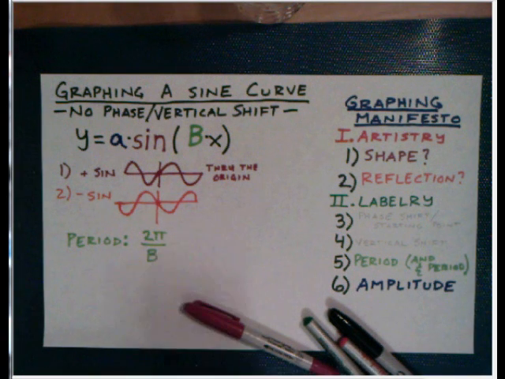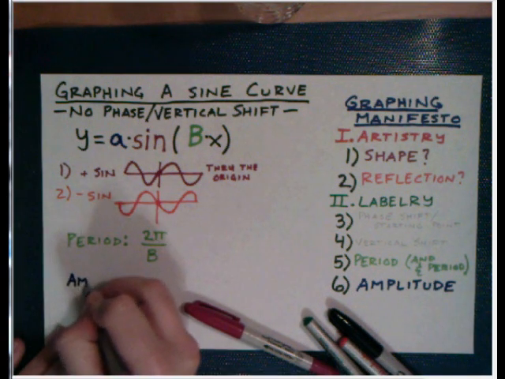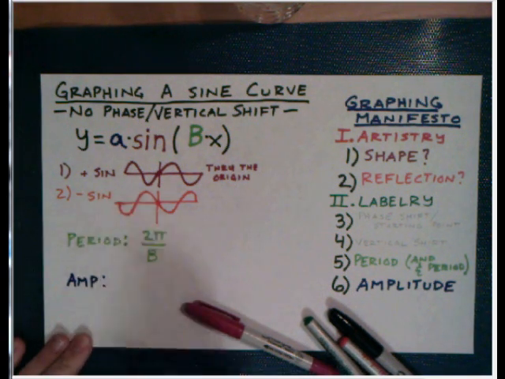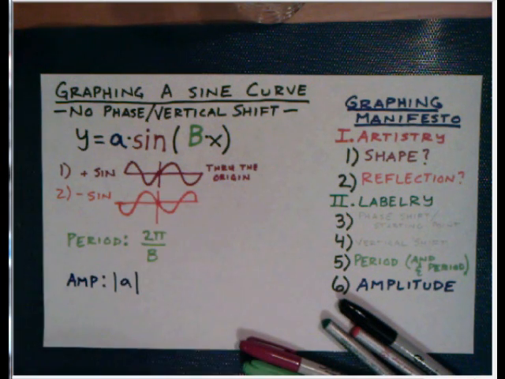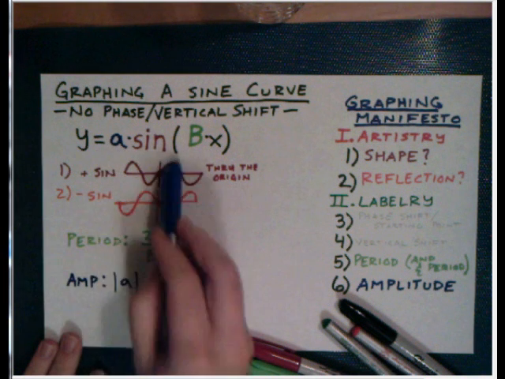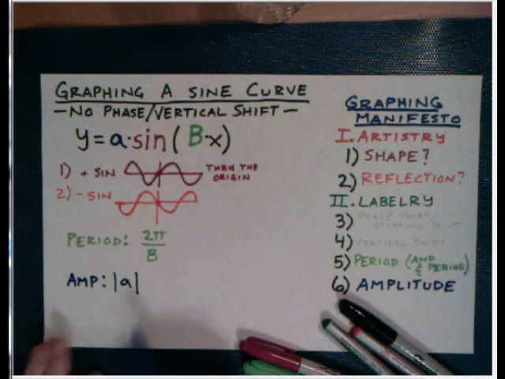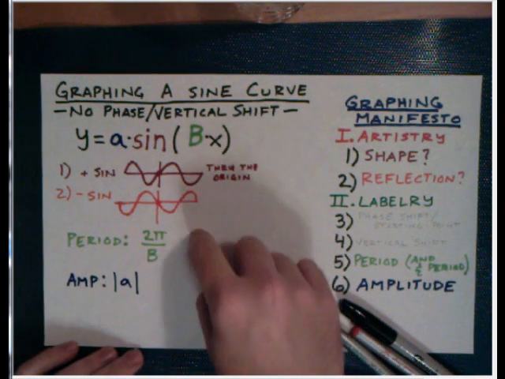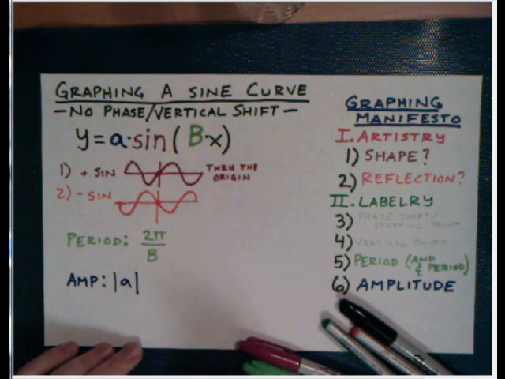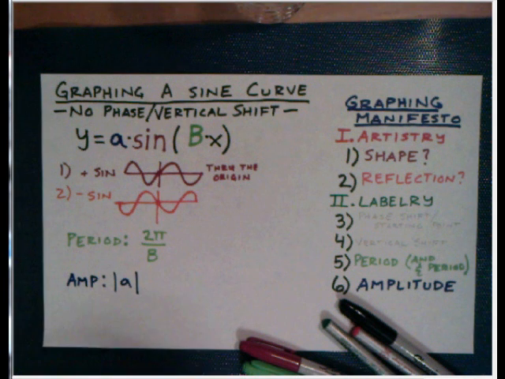Lastly, the amplitude is going to be the absolute value of the number in front, so for a times sine theta, the amplitude will be the absolute value of a, and that's half the difference between the highest and lowest points on your sine curve. For regular sine of x, the amplitude is 1, so up to the top is 1, all the way down to the bottom is negative 1, so half the distance would be just 1.